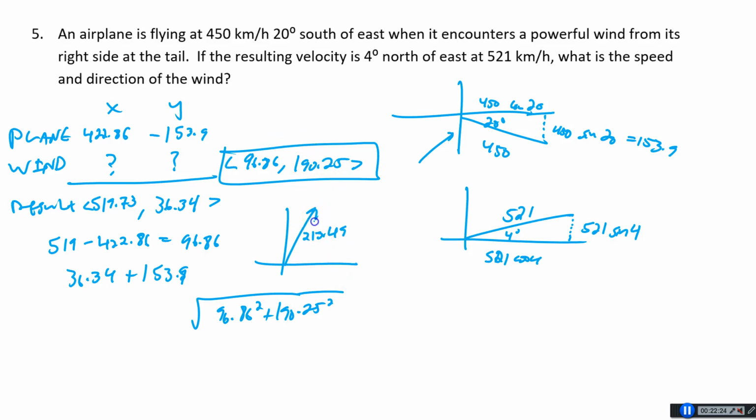We have our components, right? Our components are, I should circle that, 213.49. And then our components here and here are 96.86 and 190.25. So tan of theta, which I'll put down here. Tan of theta is going to be y over x, which is just 190.25 divided by 96.86. So theta is going to be tan inverse of that guy. I get 63.01 degrees. That would be north of east.